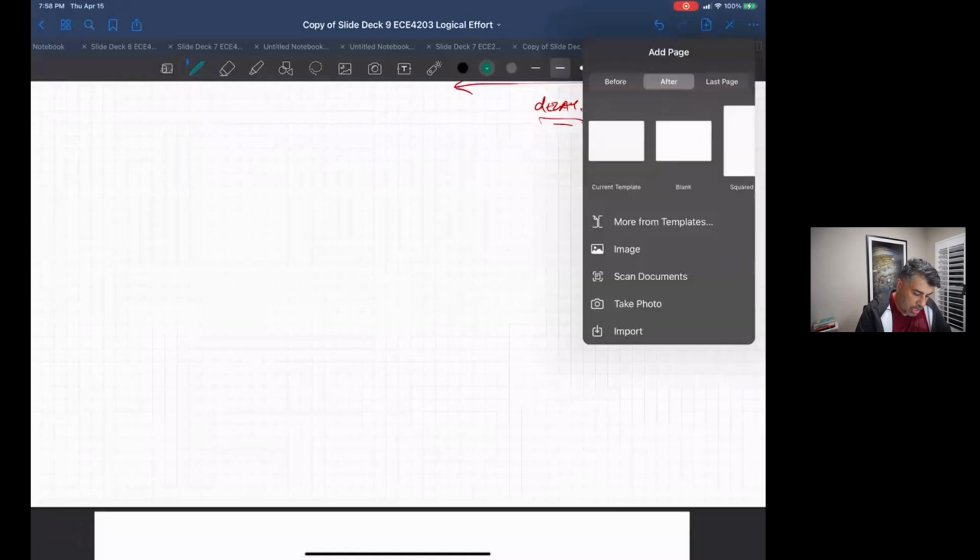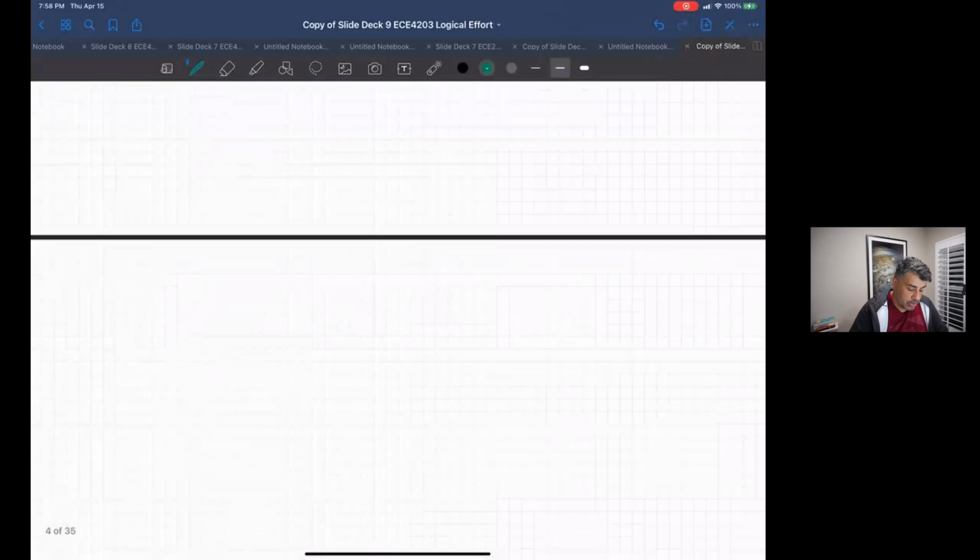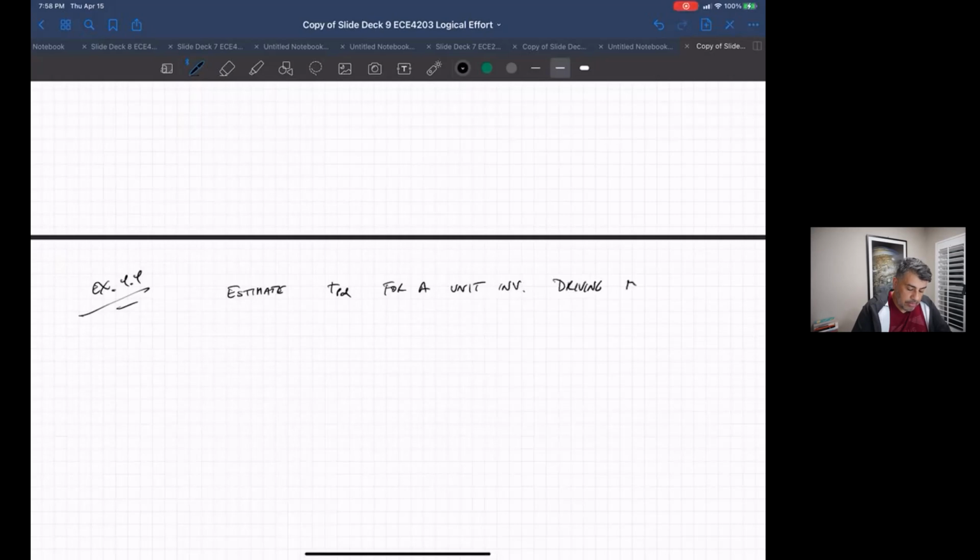Let's try to give it a shot. I think this is going to be kind of helpful for you guys to look through, and you can look through the book. These are examples from the book. So the first one would be example 4.4. It says estimate the prop delay for a unit inverter driving M identical inverters.